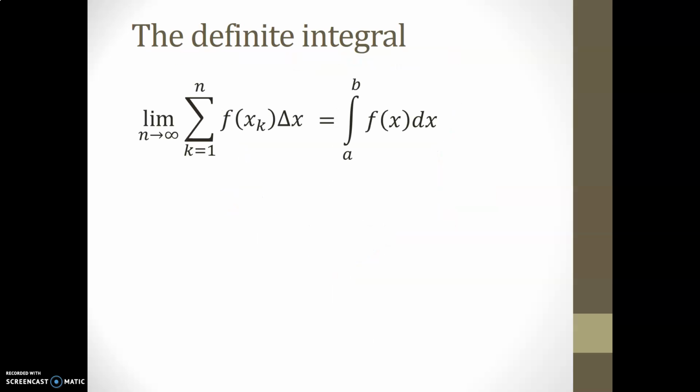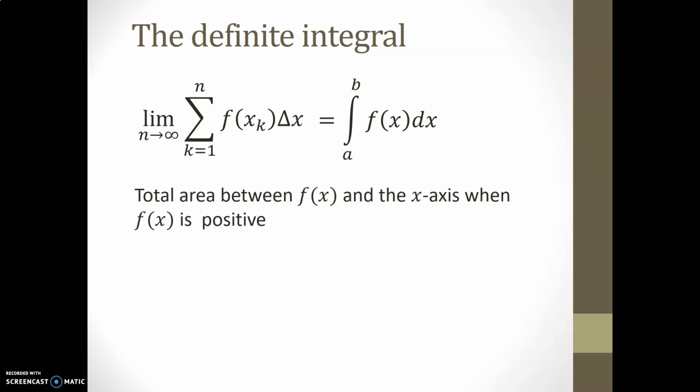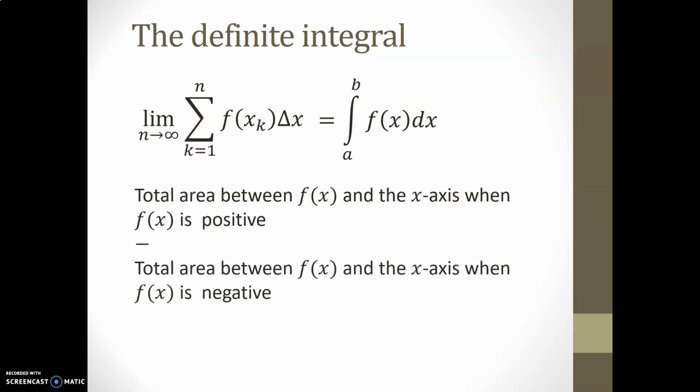So from now on, we'll have to remember that the limit of Riemann sums, or if you prefer, the definite integral from a to b of the function f of x dx, is actually the total area between the function and the x-axis when f is positive, from which we subtract the total area between the function and the x-axis when f is negative, all the while staying between the interval a to b.